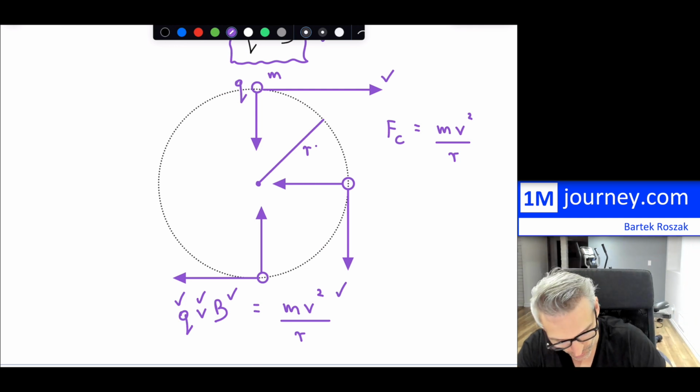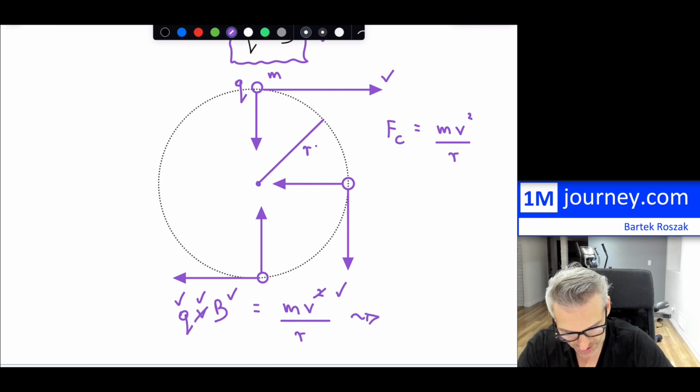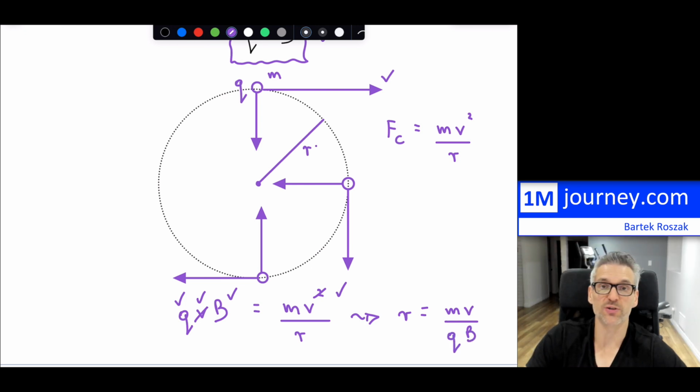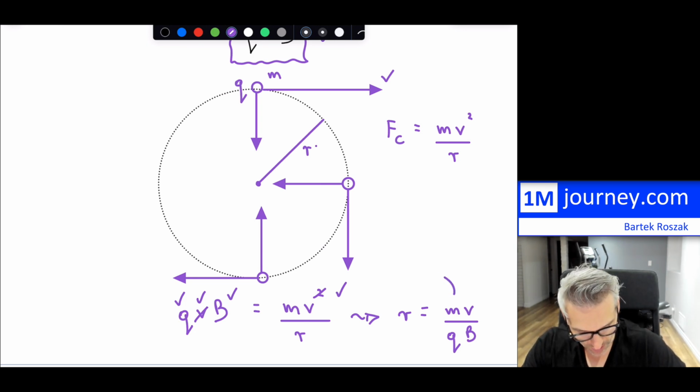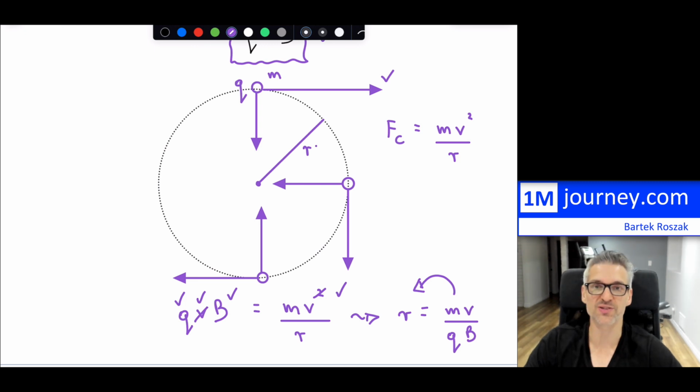So if you massage this formula, you will notice that this v will cancel one of these v's, and you can now rearrange this. So r is going to be equal to the mass multiplied by the speed divided by the charge and the strength of the magnetic field, and we assume that that is uniform. So you can find out exactly what this radius will be.